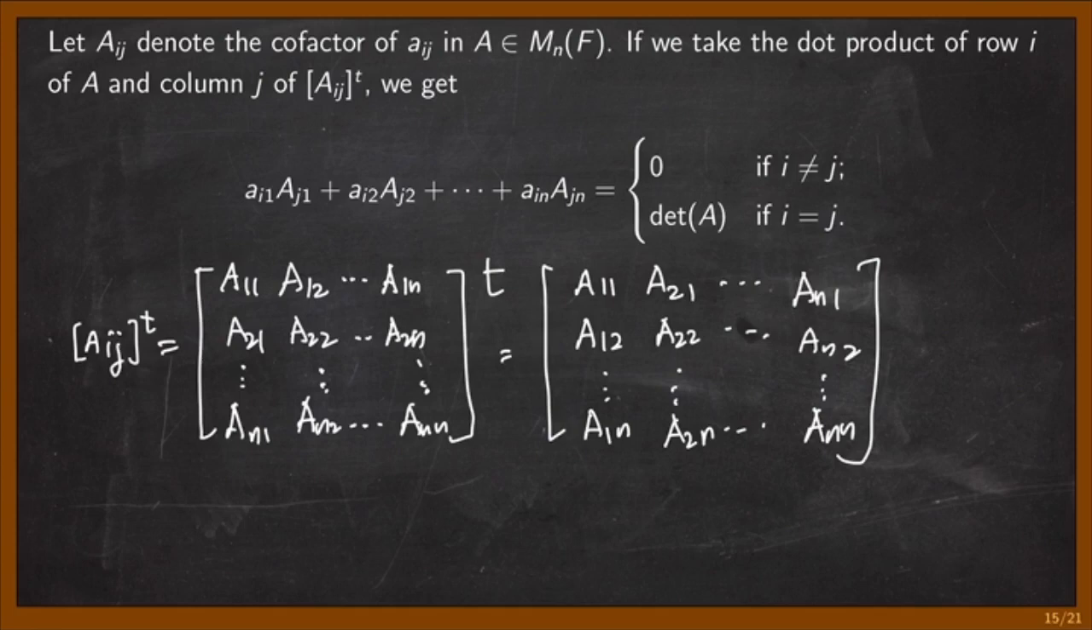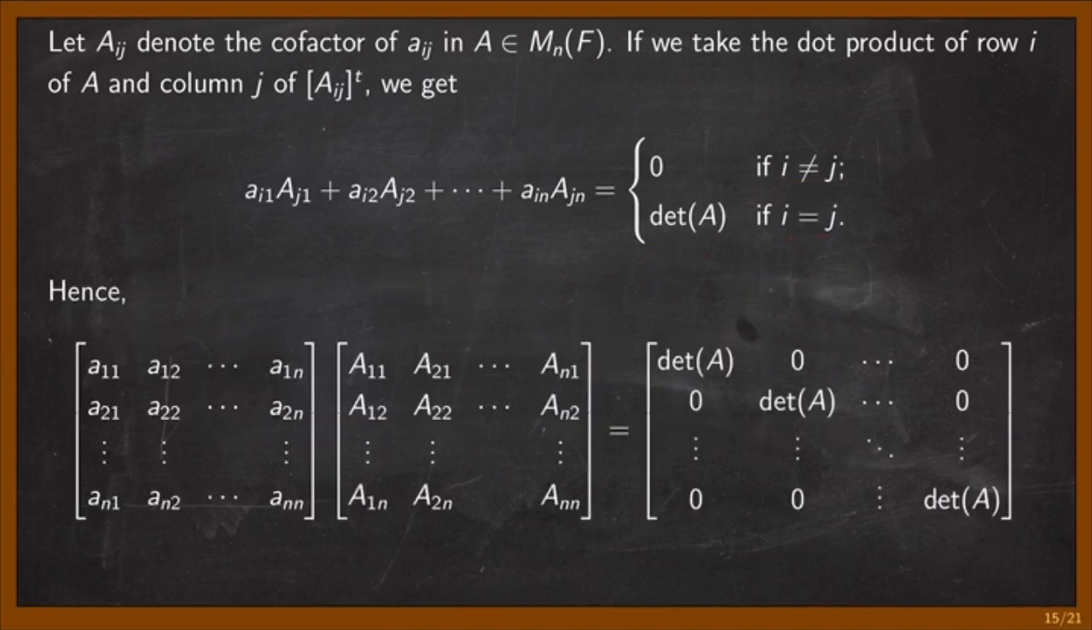Now, what is happening here? We are taking the row I of A, the original A with entries little aij, with the column J of this matrix. What's the column J of this? The column J will be AJ1, AJ2, AJN. So if we take the dot product of the row I, these are the entries from the row I of A, and these are the entries from the column J of Aij transpose. So if we take the dot product, you see from the lemma that this is just 0 whenever I is not J, and it's equal to the determinant of A whenever I is equal to J.